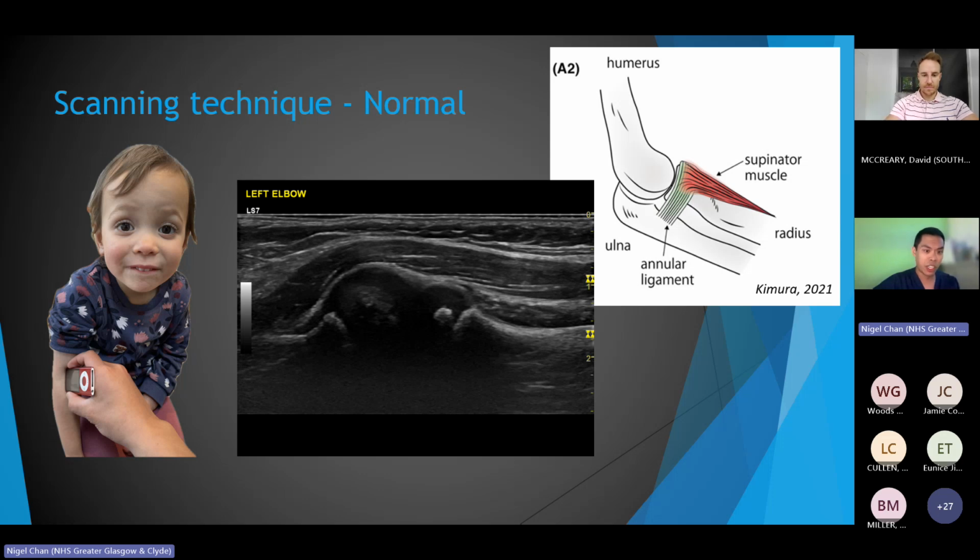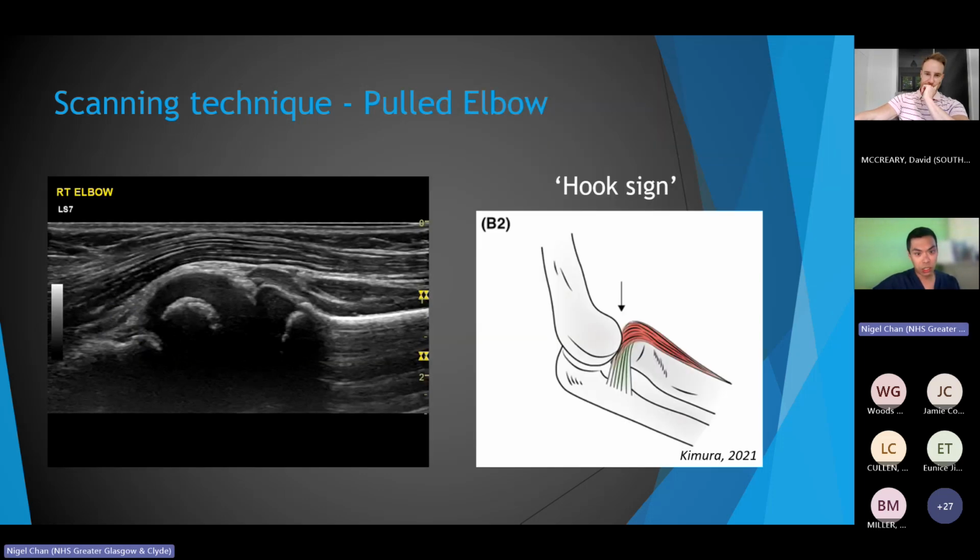The bit you're interested in is the supinator muscle and the synovium here. The supinator muscle is attached to the radius as well as the annular ligament. So when it's pulled, obviously the radius goes down that way, but the muscle is still stuck to both bits, the annular ligament and the radius, so it gets pulled and stretched out. You're basically just looking for that on ultrasound.